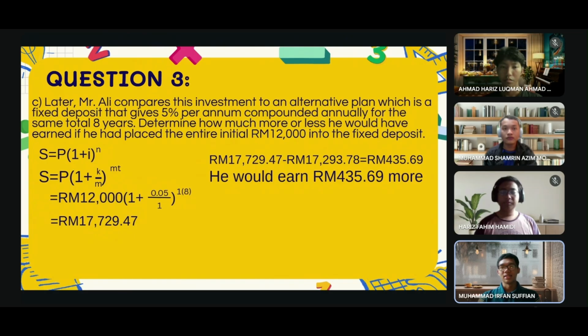For question C, we need to find the alternative plan that Mr. Ali wants to use and determine how much more or less he would have made.